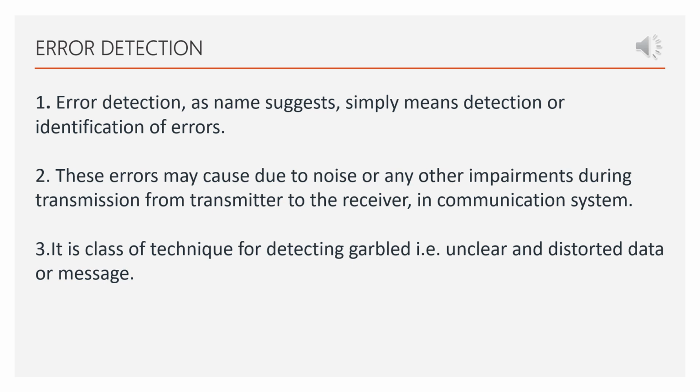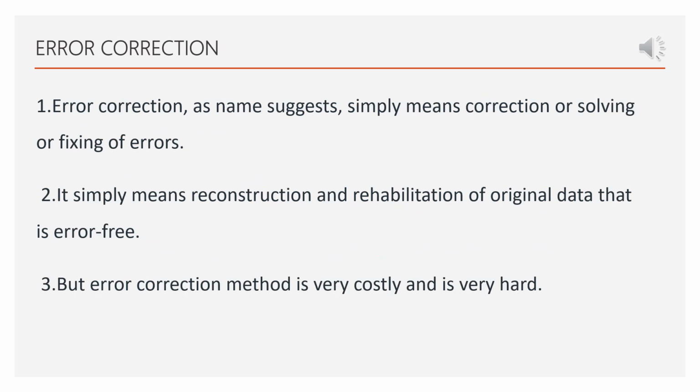Error detection. Error detection is used for the detection or identification of errors. These errors may be caused by noise and other impairments during transmission from the transmitter to the receiver in a communication system. This technique is used to detect unclear and distorted data or messages. Error correction. Error correction is used for correcting the errors. This method helps in reconstruction of the original data. It is very costly and it is very hard.